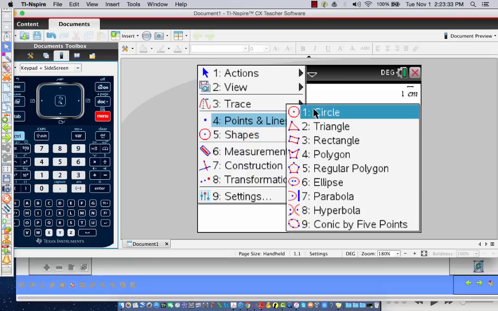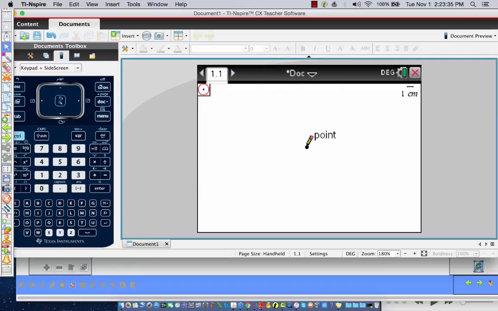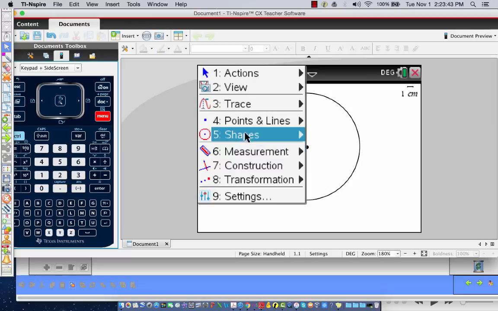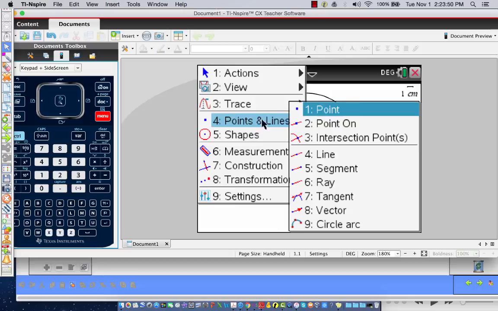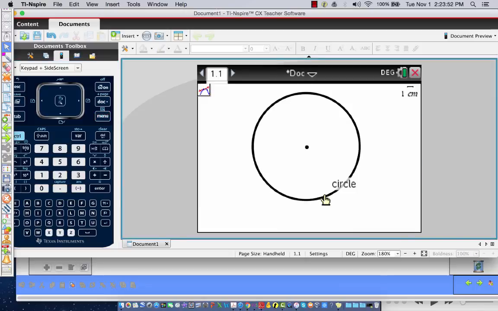All right, so I'm going to draw a circle. We'll do that and that. And we're done with that circle. And then I need a tangent line. Points and lines. Tangent line, tangent to the circle. We'll put it here. And that's good. Let's make the line a little bit larger.